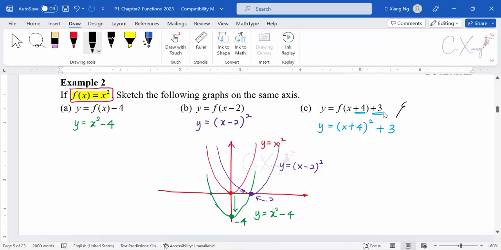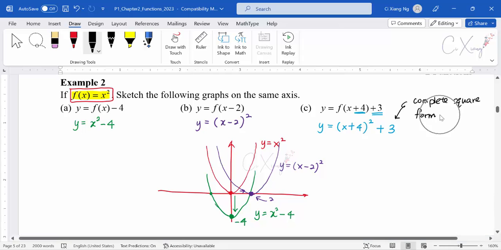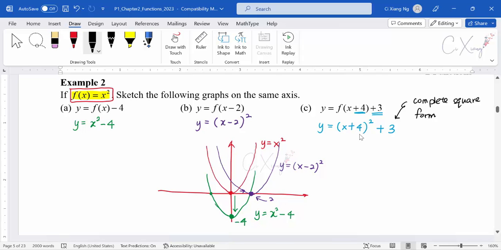Okay, and please take note also, when you write it out in this pattern, this is actually a completed square form for a quadratic equation. When you want to know how a quadratic curve is translated, if you can change it to a completed square form, then you can see very clearly how the quadratic curve is transformed, translated, or shifted. All right, so from here, I know that the plus 4 means that I'm going to move my graph 4 units to the left. And then the plus 3 means that I'm moving it 3 units up.